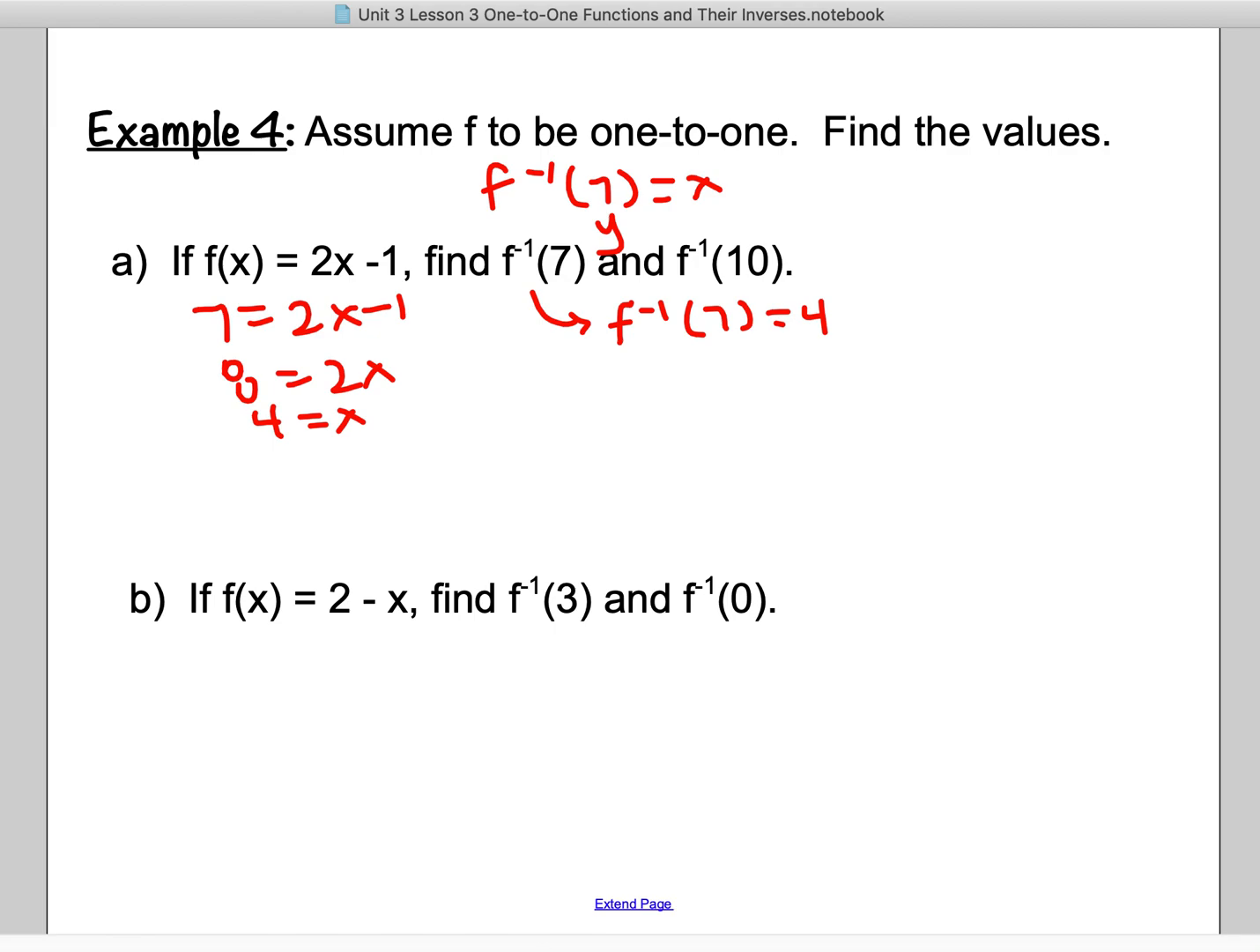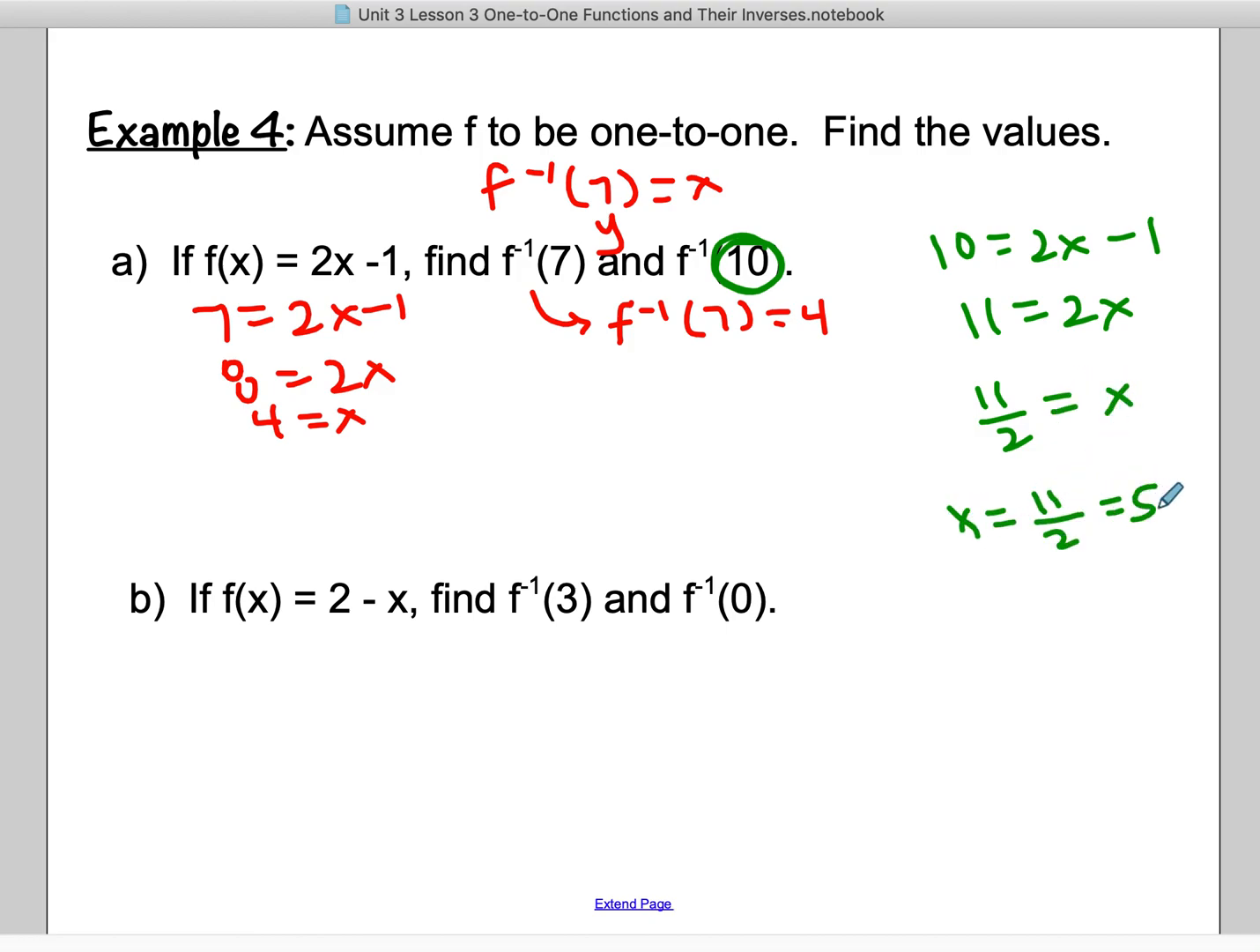Okay, hopefully you paused the video. Let's go ahead and try f inverse of 10. So this is my y value. And so I would have 10 equals my function 2x minus 1. So I'd add 1, so I get 11, and then divide by 2. So I have 11 over 2 equals x. That's an acceptable answer. You could also say 5.5. So f inverse of 10 equals 11 over 2, or 5.5.